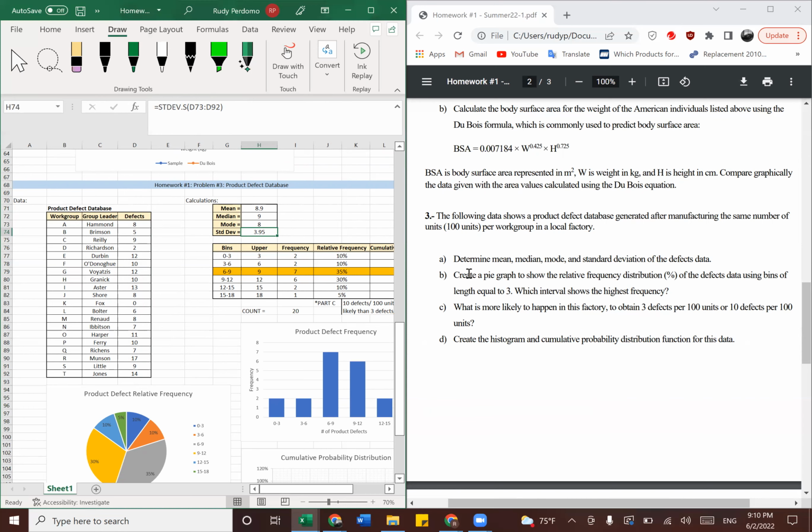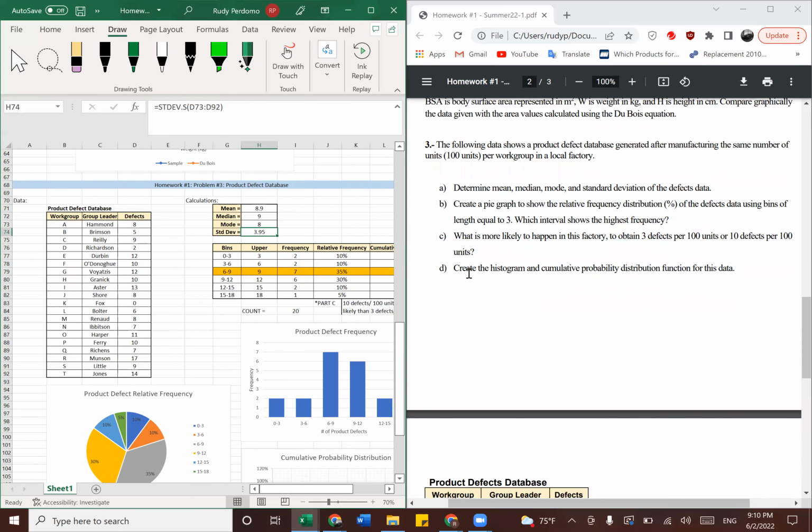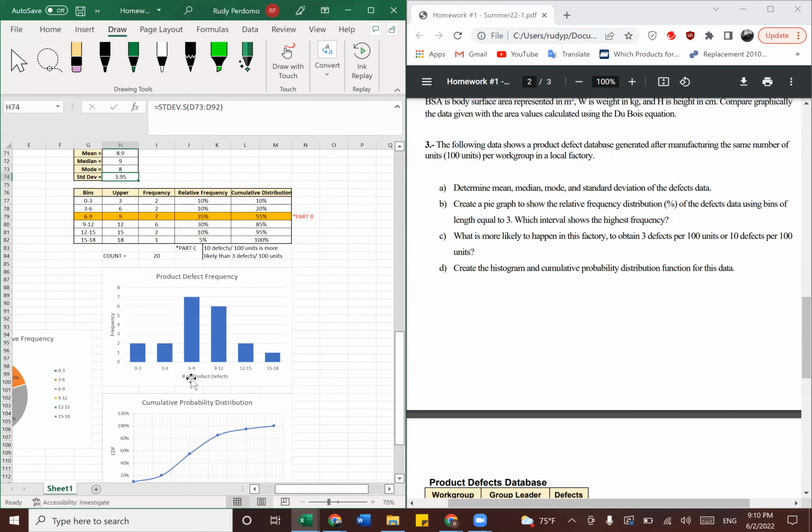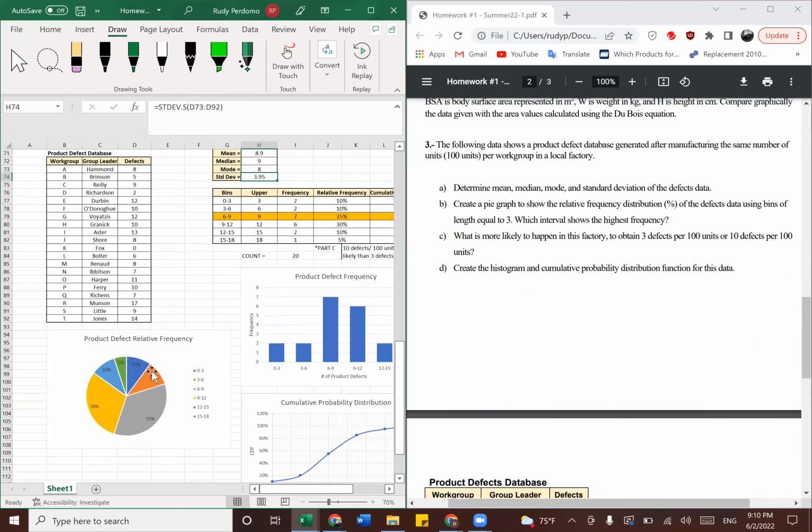So that's part A. Part B, it says create a pie graph to show the relative frequency distribution of the defects data using bins of length equal to 3, which interval shows the highest frequency. So if you want a pie graph, you need to have the relative frequencies, so the frequencies of the different bins.